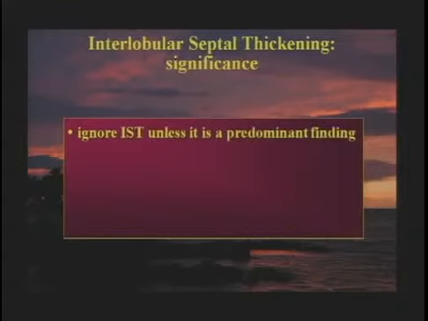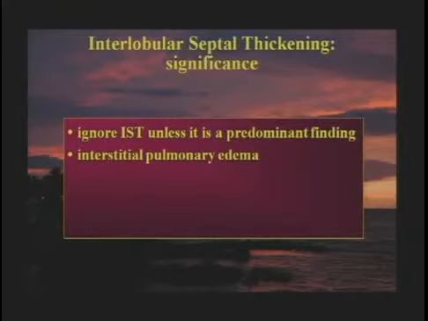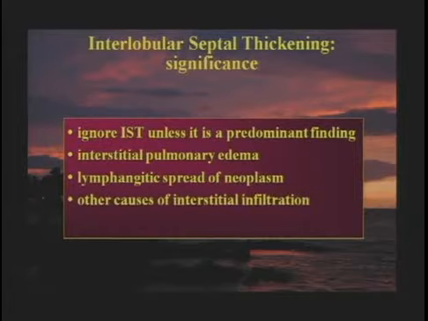First of all, you ignore it unless it is the predominant abnormality, because a little bit of septal thickening will be very common in almost any diffuse lung disease you see, and unless it predominates, it's of no value in differential diagnosis. Interstitial pulmonary edema is a common cause. Lymphangitic spread of neoplasm is a common cause. There are some other infiltrative diseases that result in interlobular septal thickening, but they're relatively rare, and I'm not really going to go into those in detail. An example would be amyloidosis, something of that sort.